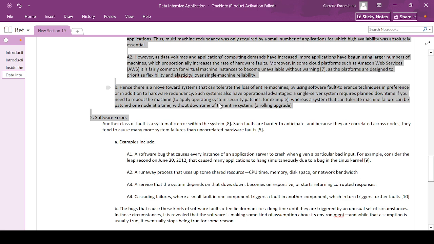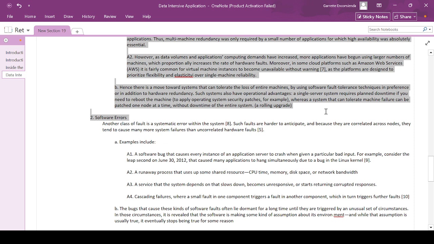Such systems also have operational advantages. A single server system requires planned downtime if you need to reboot the machine to apply operating system security patches, for example, whereas a system that can tolerate machine failure can be patched one node at a time without the downtime of the entire system, a rolling upgrade.